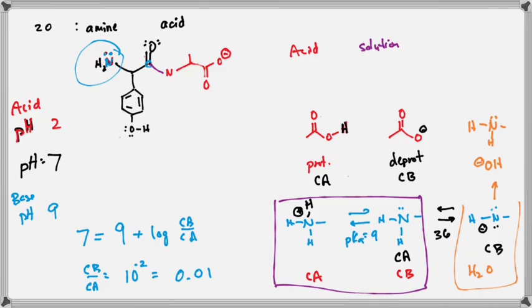Why does this become important? Well, we said, according to this ratio, the conjugate acid is the one that needs to be present in solution. Which of these two species is my conjugate acid? The one with the hydrogen on it. Which means if I'm at a pH 7, what happens to my structure?